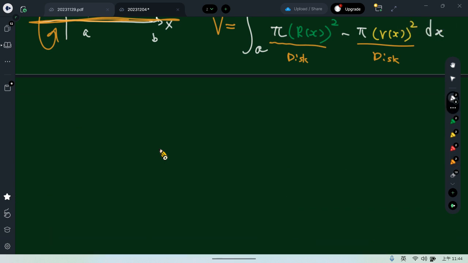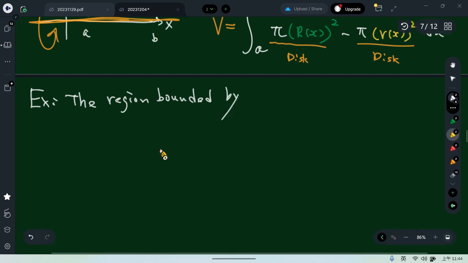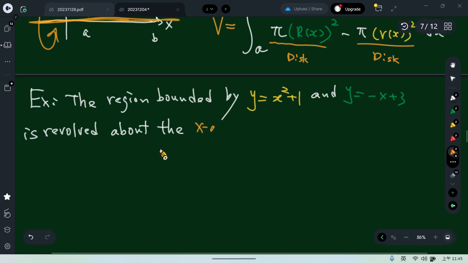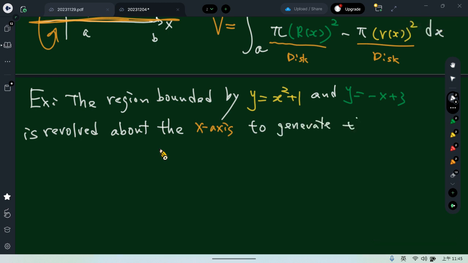Okay, let's just see an example. The region bounded by y is equal to x squared plus 1 and y is equal to minus x plus 3 is revolved about the x-axis to generate the solid. Please find the volume of the solid.